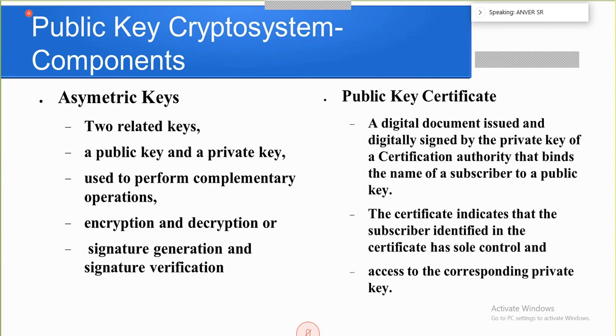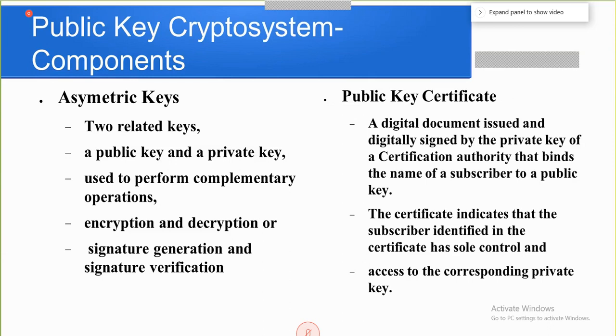Likewise, for every participating entity, there should be a public key certificate if he is using the public key crypto system. So, what is a public key certificate? It is a digital document issued and digitally signed by the private key of the certification authority. So there are some certification authorities, and the certificate is certified by the certification authority.